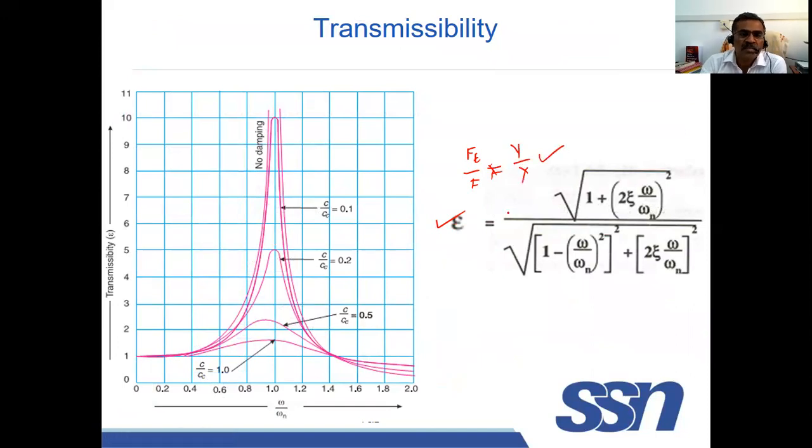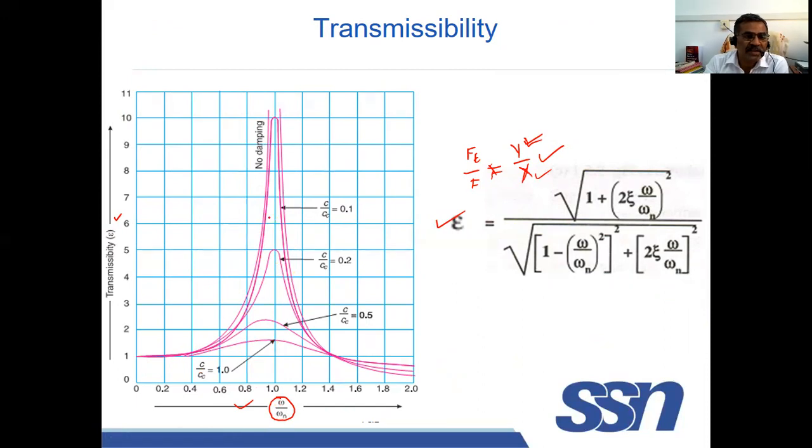So this is the exciting force amplitude, and this is the motion transmitted to the foundation. If it is drawn as a graph, with transmissibility on the y-axis and omega by omega n on the x-axis, you will get a graph like this. When omega by omega n is equal to 1, the transmissibility will be very high.